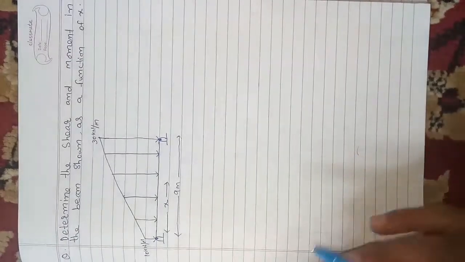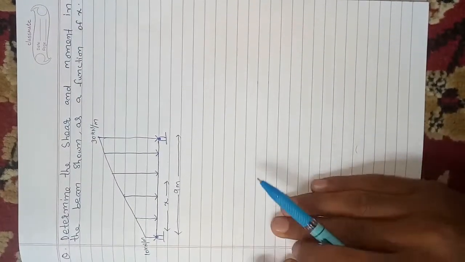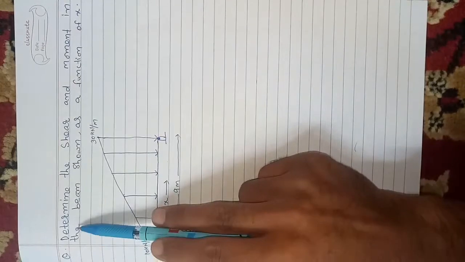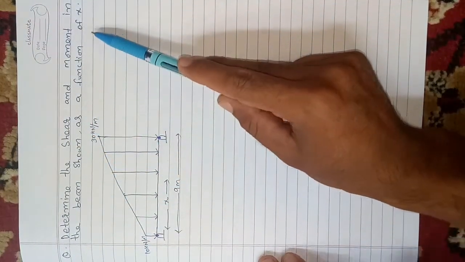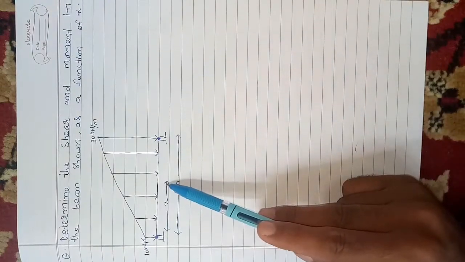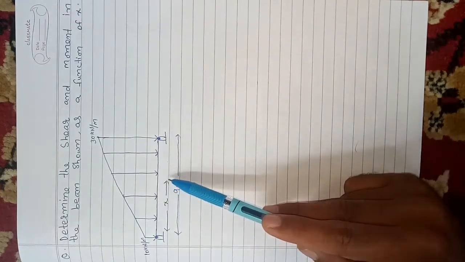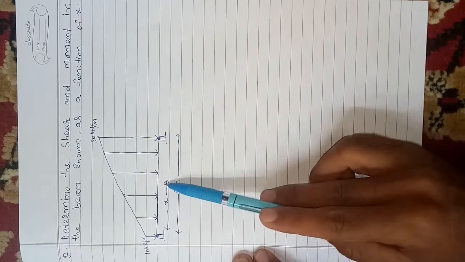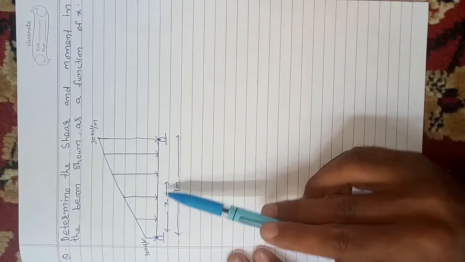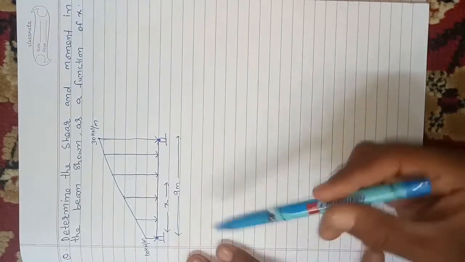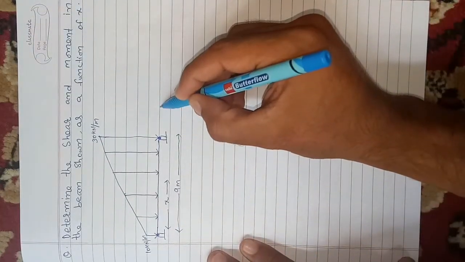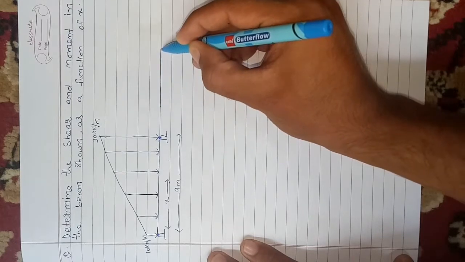Hello friends, this is our last example of this topic, and it is: determine the shear and moment in the beam shown as a function of x. As you all know, for determining shear and moment as a function of x, we have to find the support reactions first. So we will draw the free body diagram of this whole beam first.